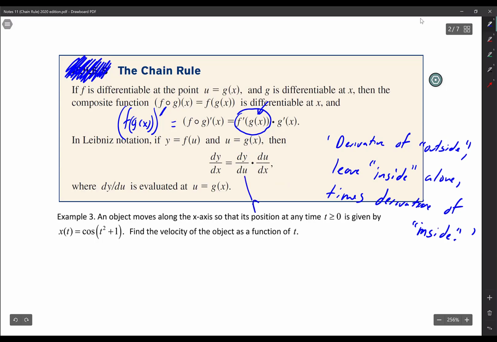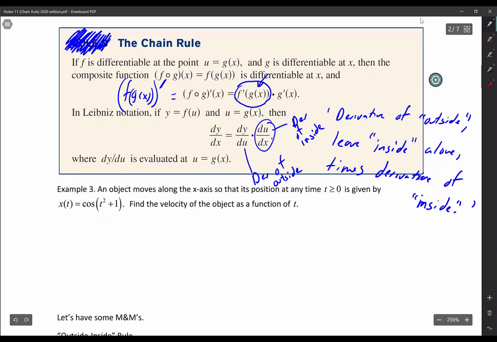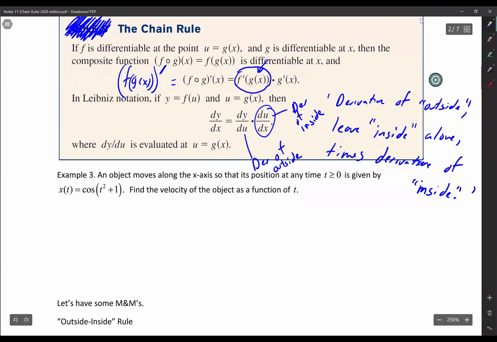That right here is the derivative of the outside. The du/dx, that's the derivative of the inside. If your outside stuff has stuff inside it, leave the inside alone. Don't worry, we're going to do a whole bunch. So let's see how we do it.